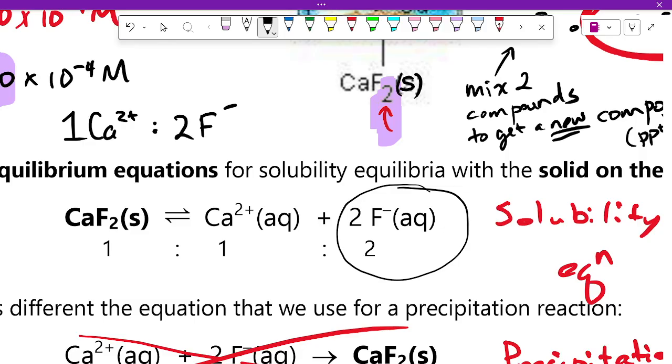If I started with a tiny amount of fluoride and I added lots of calcium, would I have more fluoride than I have calcium, or would I have more calcium than I have fluoride? I'd have more calcium, even though these react in a 2-to-1 fashion. That does not mean there will be twice as much fluoride as there is calcium, because I'm putting them in from different sources. The calcium's coming from one place, the fluoride's coming from a different place.